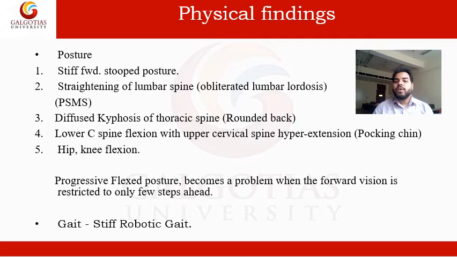The progressive flexed posture becomes a problem when forward vision is restricted to only a few steps ahead, because your head is not moving, you're not able to see behind or sideways. Your head becomes like this. So that is your forward head posture. Gait: stiff, robotic gait. The patient walks like a stiff robot. Okay?